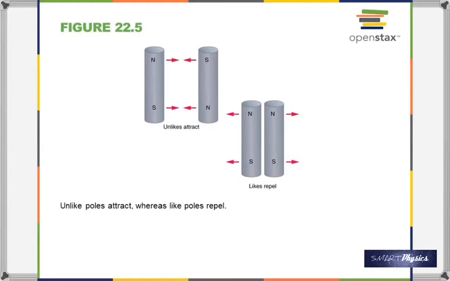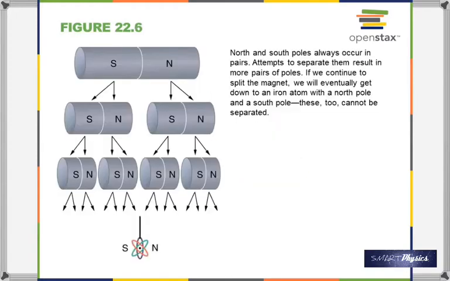Well, unlike poles attract and like poles repel. We talked about that. If you break a magnet into two, you will get two magnets, right? You continue the process. As long as you keep breaking it, you will always keep getting two different magnets. So you cannot have a single pole. They always exist as two poles. You can see that.